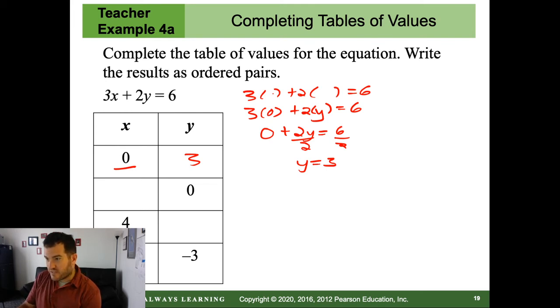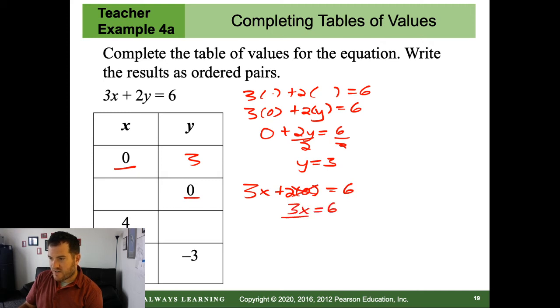Same thing for the next one. This time I'm going to skip the first step. I have a y is equal to 0, right? So I get 3x plus 2 times 0 is equal to 6. I think this goes away, so I'm left with 3x is equal to 6. Divide by 3, I get x equals 2.